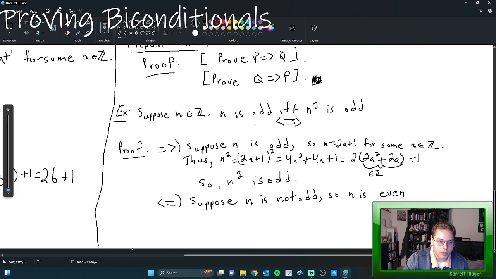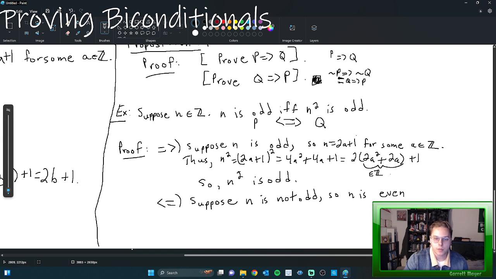So basically the way this is going to work, we have P implies Q. So to prove this direction, we directly prove. And to prove this direction, we prove that. So by contrapositive, that would mean that Q implies P, since those are logically equivalent statements.